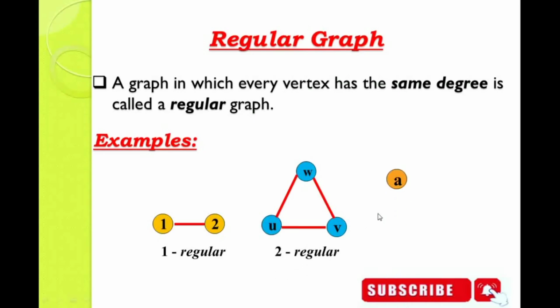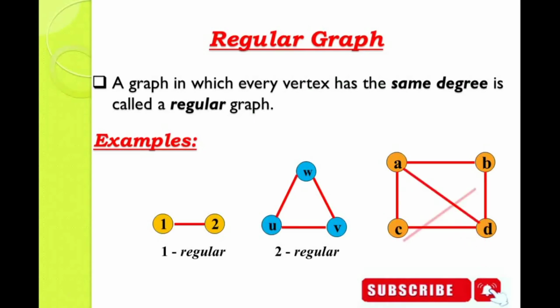Okay, next we consider four different vertices with some different edges. What is the degree of this vertex? Three edges are there, so degree is 3. Degree of vertex b is also 3. Degree of vertex d also has three edges, therefore degree is 3. Degree of vertex c is also 3. Therefore all the vertices have the same degree, so this is called a 3-regular graph.